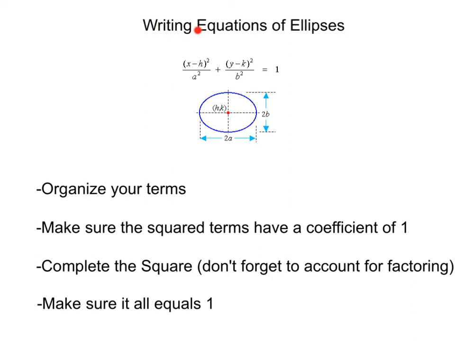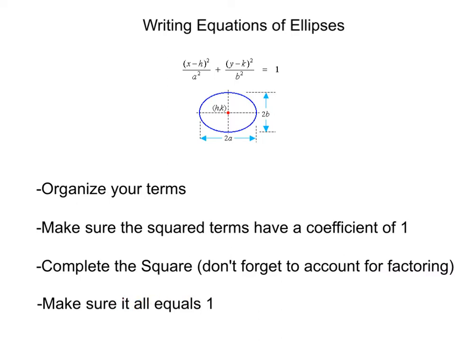Hey there, to write an equation of an ellipse, we want to put it in standard form, which is x minus h squared over something squared plus y minus k squared over something else squared equals 1. Always equals 1. Go ahead and organize your terms. Make sure the squared terms have a coefficient of 1. Complete the square. Don't forget to account for factoring. We're going to talk about that. And make sure it all equals 1.